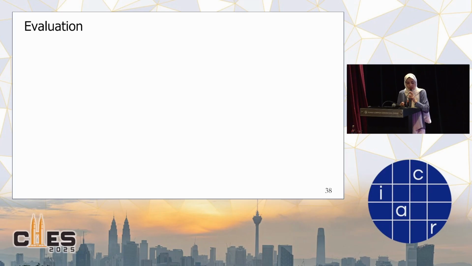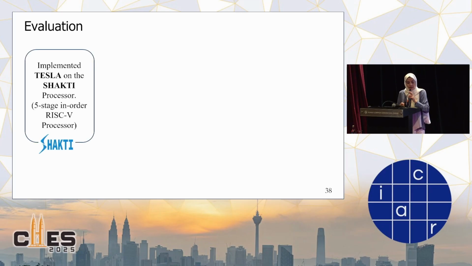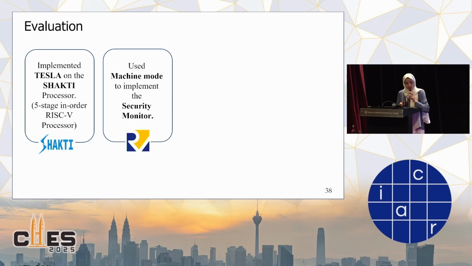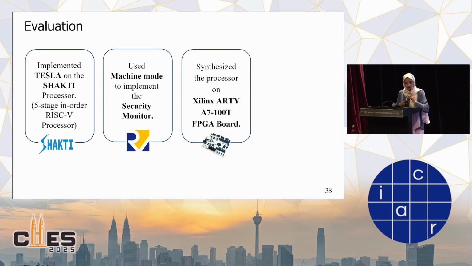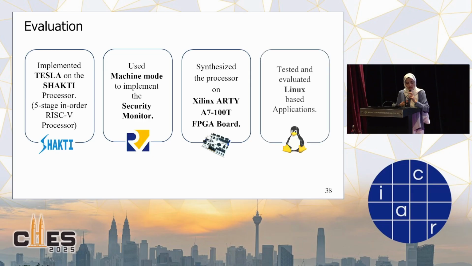Now, to evaluate Tesla, we implemented it on the Shakti processor, which is a 5-stage in-order RISC-V processor developed by IIT Madras. We've used the RISC-V architecture, so our security monitor runs at the highest privilege, which is the machine mode. We've also synthesized our processor on a Xilinx FPGA board, and we've used Linux-based applications to evaluate its performance.